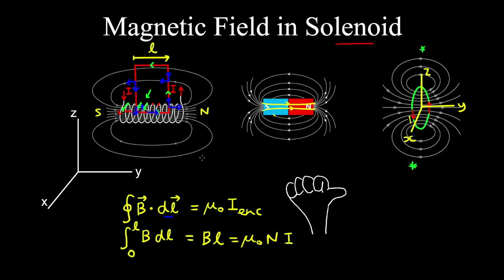And therefore the magnitude of the magnetic field is equal to the magnetic permeability by the number of loops on L by I. So we denote the number of loops per unit length as small n. So we replace this term with n. And this is the strength of the magnetic field inside the solenoid.